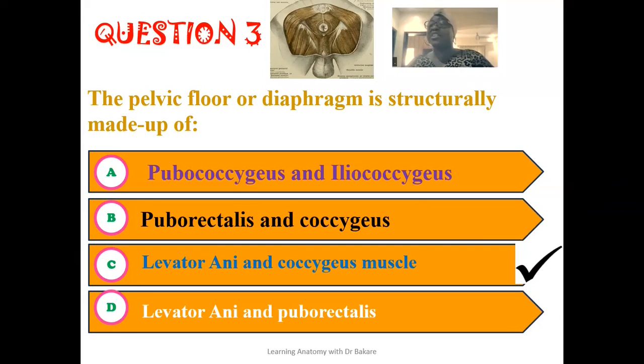The pelvic floor, the pelvic diaphragm is structurally made up of the levator ani muscle and also the coccygeus muscle. We know that the levator ani muscle itself is structurally made up of 3 subunits. So we have 3 muscles coming together to form the levator ani muscle. And this with the coccygeus muscle is what then forms the structural component of the pelvic floor or the pelvic diaphragm. So this is the correct option here.